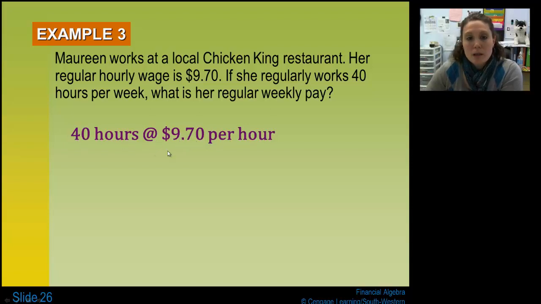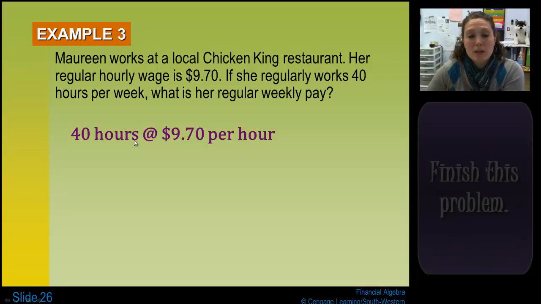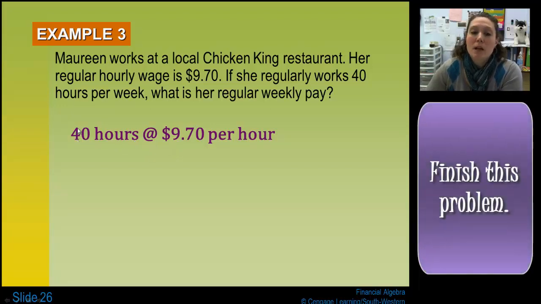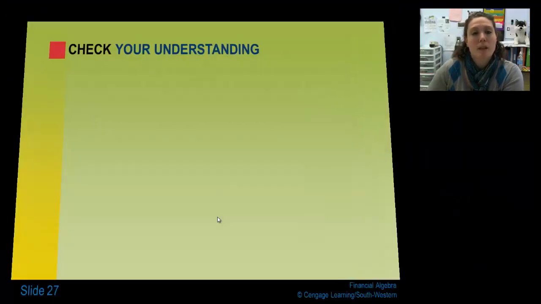What operation am I going to do here? I'm going to multiply. So I take my 40 hours times $9.70 and I get her total weekly pay. So you need to go ahead and finish this question. I've set it up for you, told you the operation. You need to do the operation and answer this question.